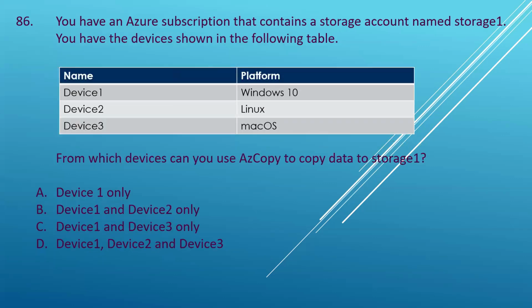Next question. You have an Azure subscription that contains a storage account named Storage 1. You have the devices shown in the following table. Now, there are 3 devices with the names device 1, 2, and 3. And the platform for them is Windows 10, Linux, and macOS. For which devices can you use AzCopy to copy data to Storage 1? Your options are device 1 only, device 1 and 2 only, device 1 and 3 only, device 1, 2, and 3.